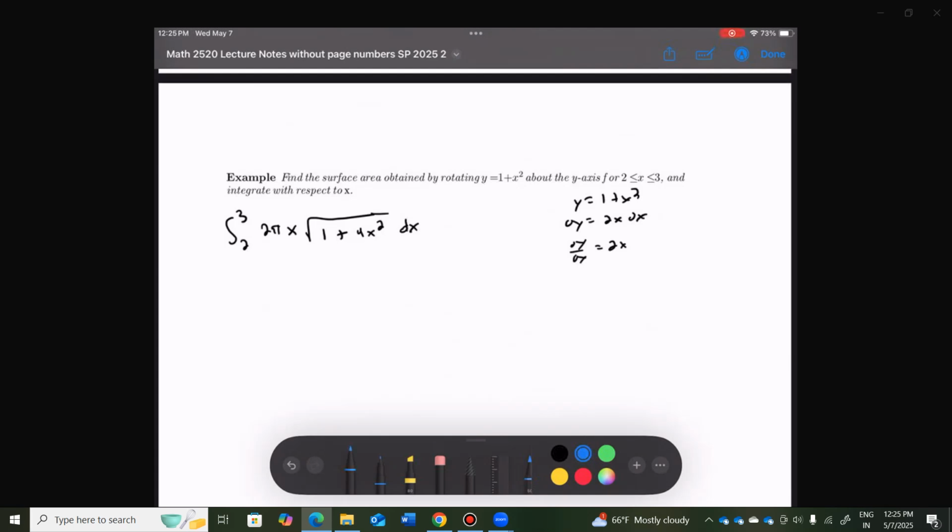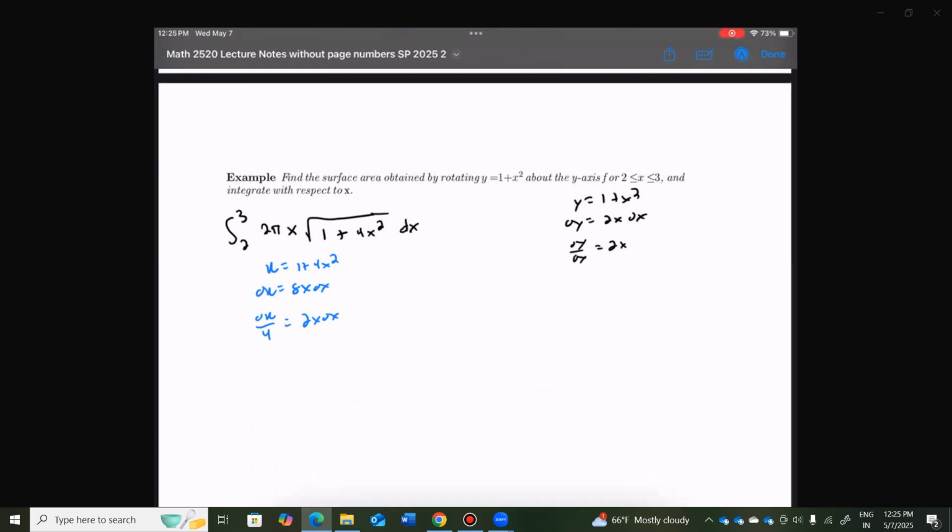And we don't have to do a whole lot of simplifying here. We'll let u equal 1 plus 4x squared, du equaling 8x dx. So I'm going to divide both sides by 4: du over 4 equaling 2x dx. That will then account for the 2. Basically, I'm canceling without canceling the 2x and dx.